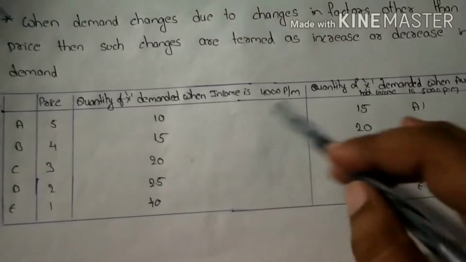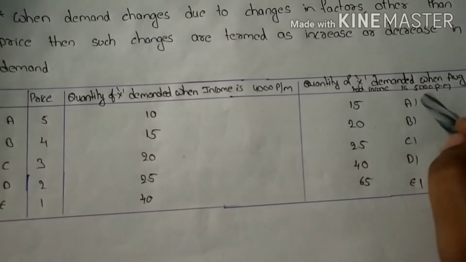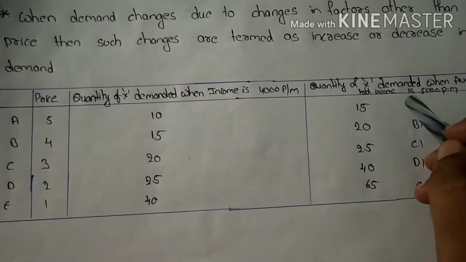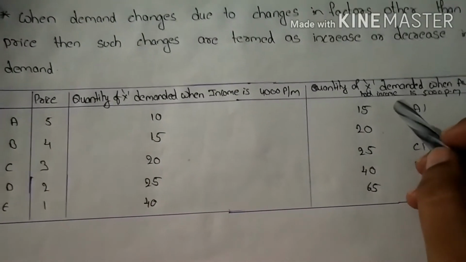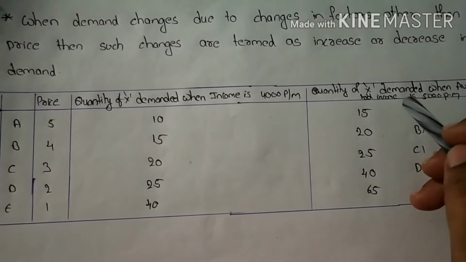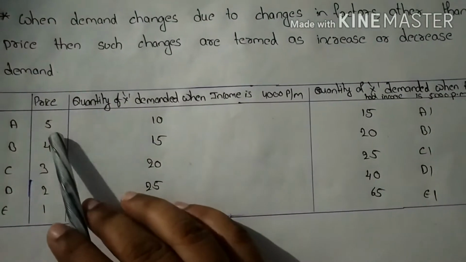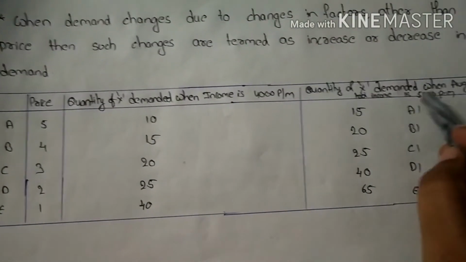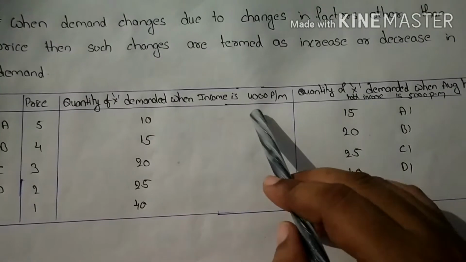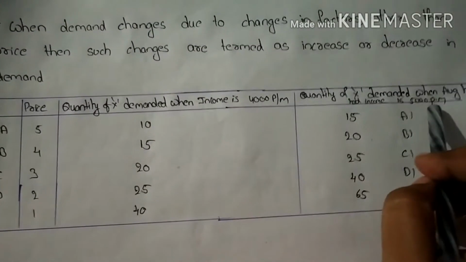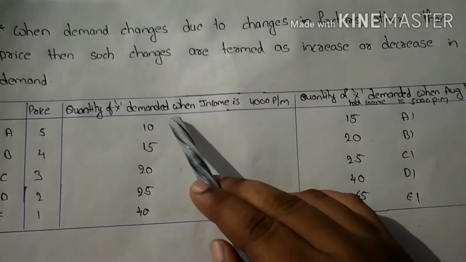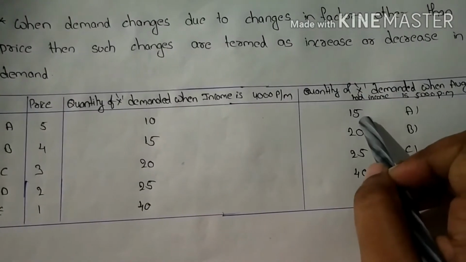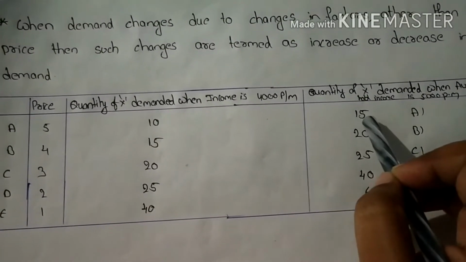And suppose X's average income increases to 5,000 per month. Then he also makes changes in his quantities, because his purchasing power increases. Suppose the price is the same, but there is a change in quantity demanded because there is a change in income, right? Here 4,000 and here 5,000, so 1,000 has changed. Likewise, here he goes for 10, but here he goes for 15 because X's income has increased.